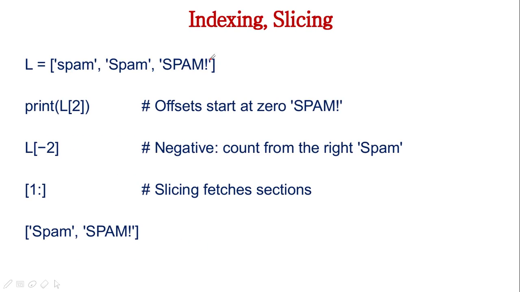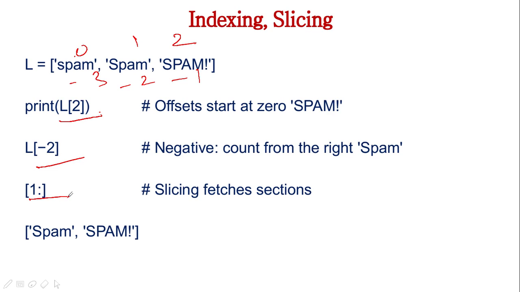And indexing and slicing is very common. So when I say L of 2, actually forward indexing is 0, 1, 2. So I refer to this element, and reverse indexing is also present. This is -1, -2, -3. So L of -2 will be spam, this spam.